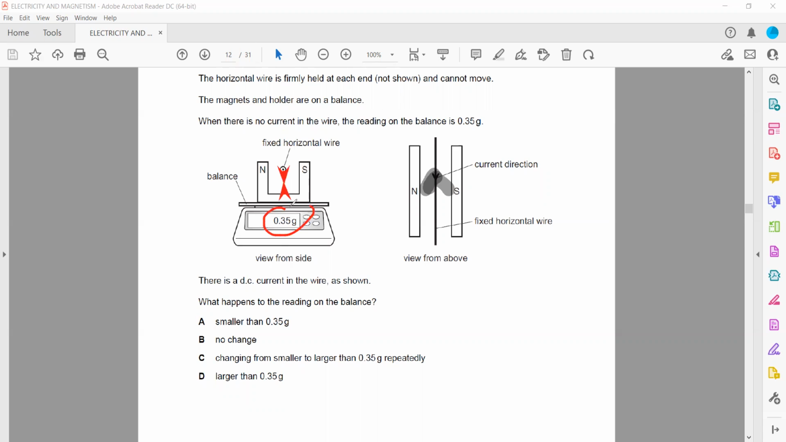In that case, the reading on the balance will decrease, because the weight is acting downward and there is an upward attraction force from the magnetic field interaction with the wire. So the total downward force will decrease, and the reading will decrease. But according to the original direction, if the wire is pushed away, the magnet is also pushed away, and the direction of the force pushing the magnet is the same as the direction of the weight. So there is more downward force. So that will be D.